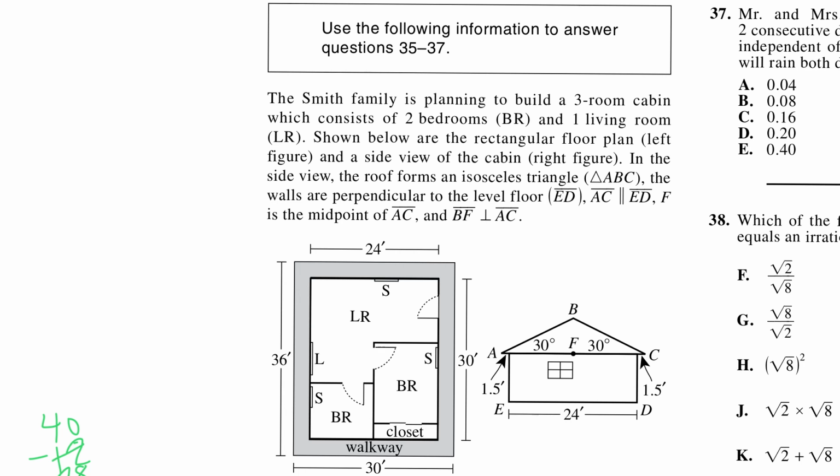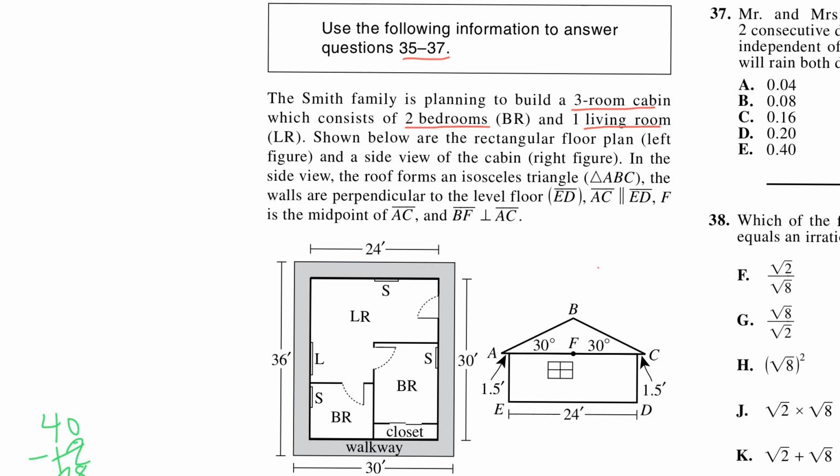Okay, so this next problem, you have some information to answer questions 35 to 37. It says the Smith family is planning to build a 3-room cabin which consists of 2 bedrooms and 1 living room, as shown below. You also have a side view of the cabin, which is the right figure. In this side view, the roof forms an isosceles triangle. It says the walls are perpendicular to the level floor, and so on. It looks like you have a walkway here shaded in gray.